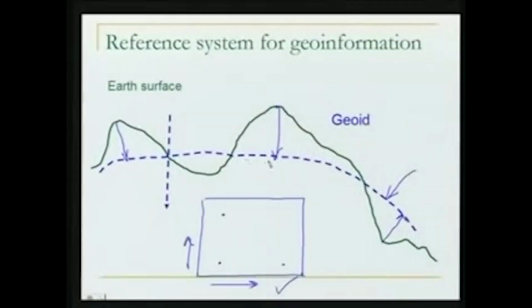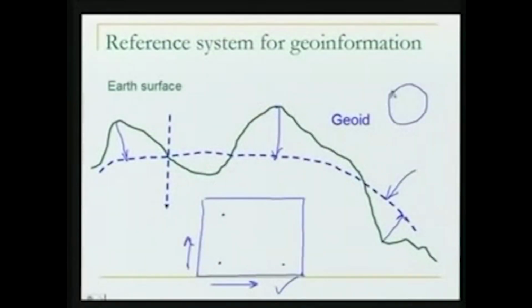Now the question is, can we use the geoid as a reference for plotting or for projecting the points which are there on the surface of the earth onto it? Then the next question, because our reference has to be mathematically defined, is the geoid mathematically definable? If at all we can use the geoid as a reference, in what case can we use it as a reference? So we will try to answer those questions now.